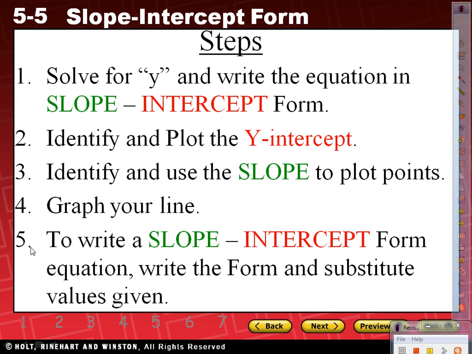Step 5 is to write an equation. Write a slope-intercept form equation. Okay, write the form and substitute the values given. Once you have that, you'll see how it's very easy just to write your equation. Okay, copy that.